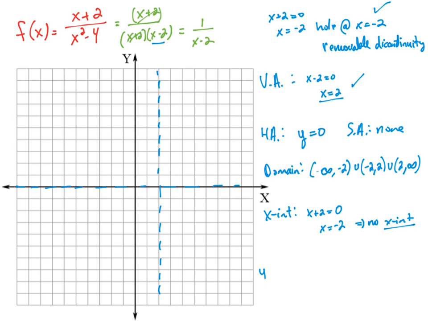And then for the y-intercept, we need to find f of 0. And when we do that, we're going to get negative 2/4, which is negative 1/2. So the y-intercept is (0, negative 1/2). So we have a y-intercept right here.